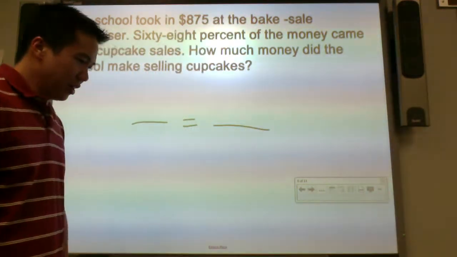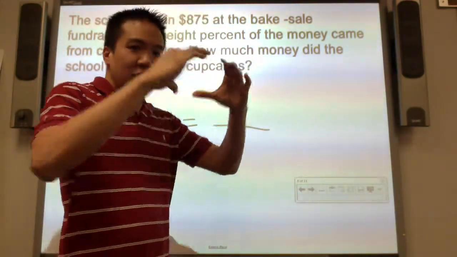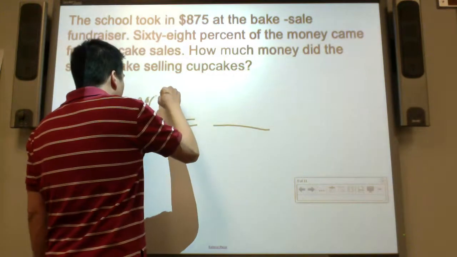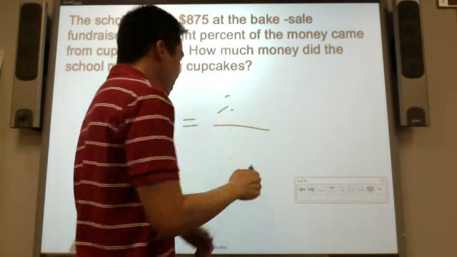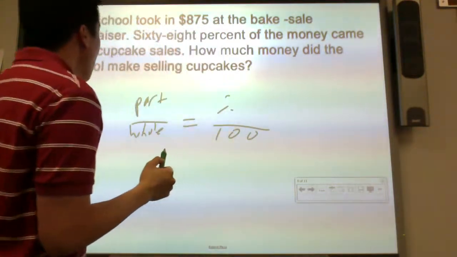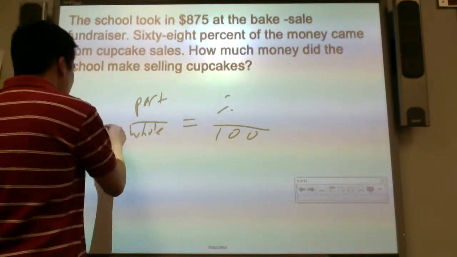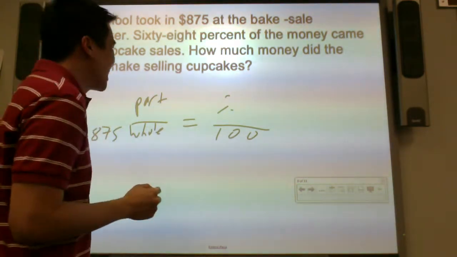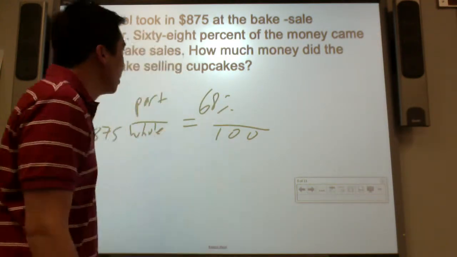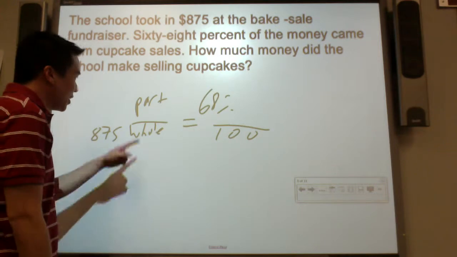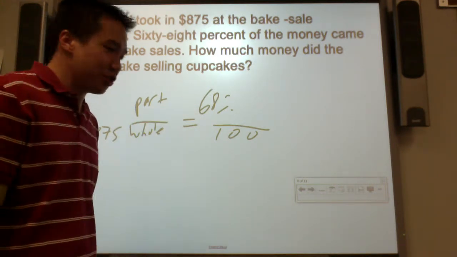Oh goodness, do I have to go back because I didn't remember? Oh, no. Part to whole equals percent per 100. Yes, I memorized it. So they took in $875. Is that part of the money or all of the money? That's all of the money. They made 68% from cupcake selling. How much money did they make selling cupcakes? So I wanted to find what part of 875 is 68%.